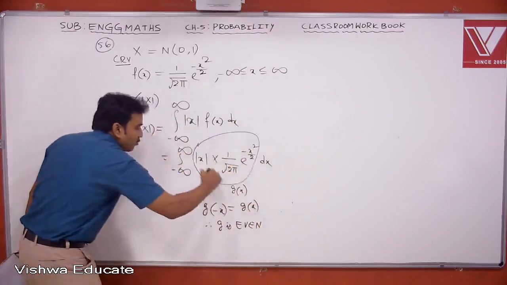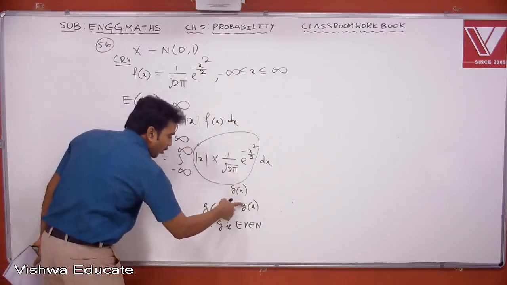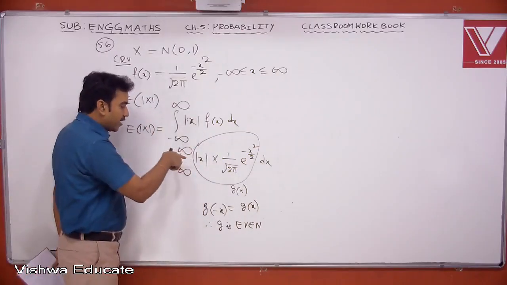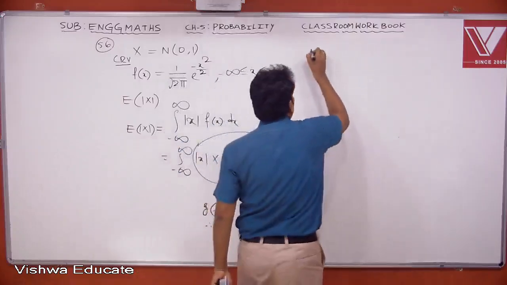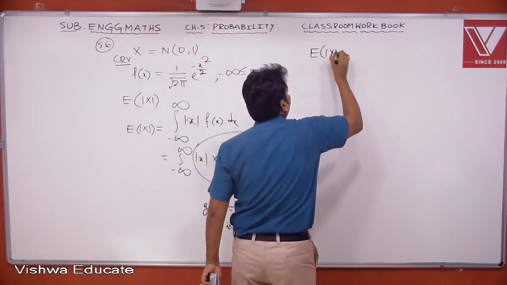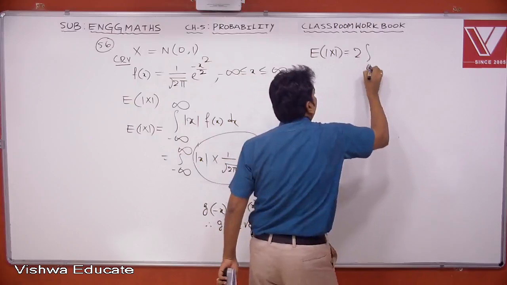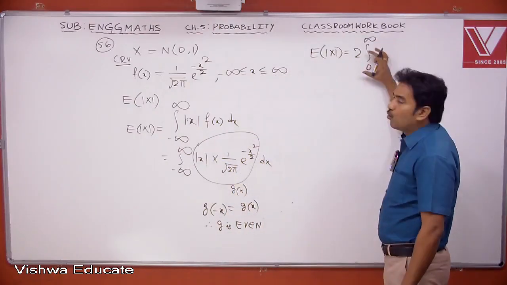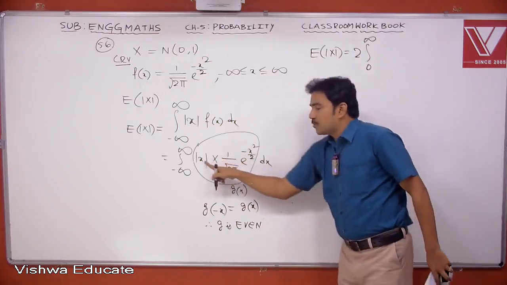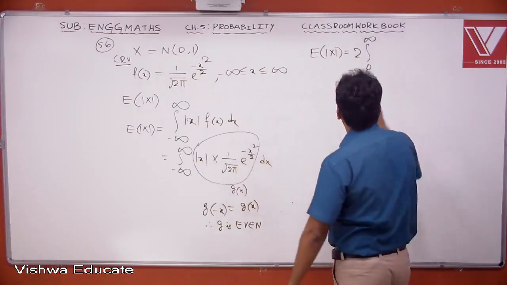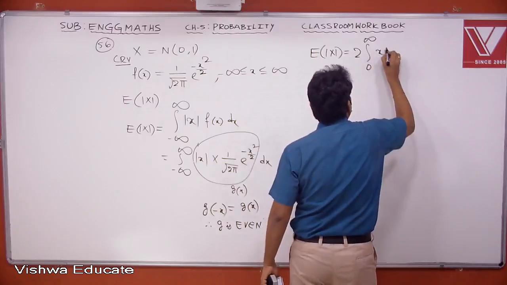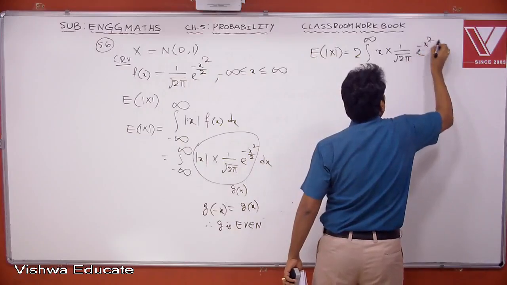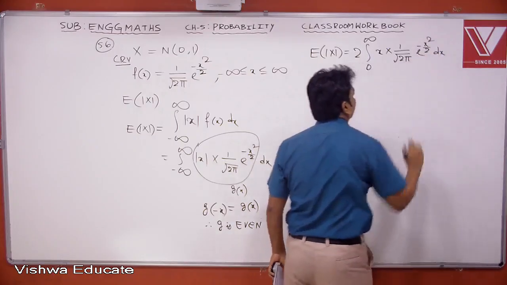So entire function you call it as g of x. G of minus x is g of x. That means the function is even. So when you apply properties of definite integrals, expectation of mod x becomes 2 times integral 0 to infinity. Now limits are converted to positive side. When you go to positive side limits, mod x becomes x only. Therefore this becomes 2 times integral 0 to infinity x into 1 by square root of 2 pi into e power minus x square by 2 dx.